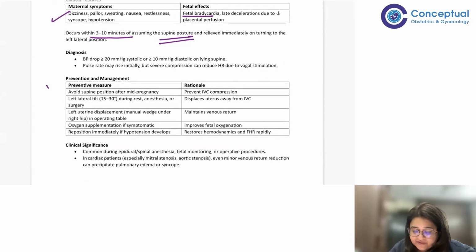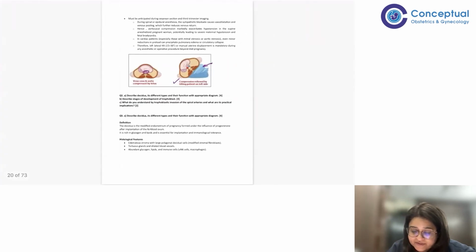How do you prevent this? I always advise the patient to be in the left lateral when you're doing a cesarean. Also, because of added hypotension of the anesthesia, she can go into profound hypotension. Always put a wedge underneath her right hip. Okay, so clinical significance is common during anesthesia. In cardiac patients, even minor venous return reduction can precipitate failure. So, you have to be very careful if she's already compromised.